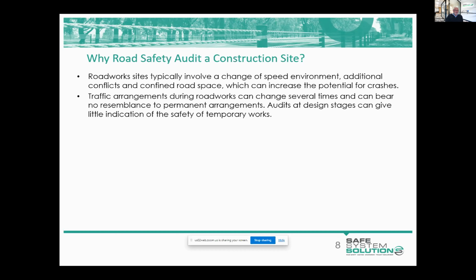So there's a whole suite of information that's required in a traffic management plan to ensure the whole site is managed and the works are managed, which does include these traffic guidance schemes, which is basically where the signs go and where they're located.